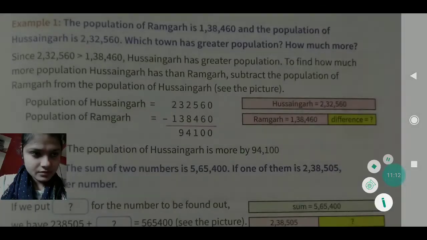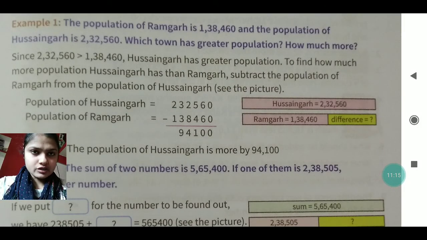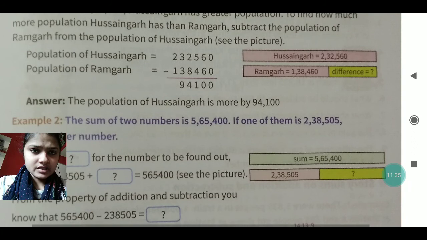Okay, you can see this question also. It is written the total population of Ramgarh is 1,38,460, and the population of Hoshangarh is 2,32,560. Which town has a greater population and how much more? So that can be done by writing it in this way. You can see.